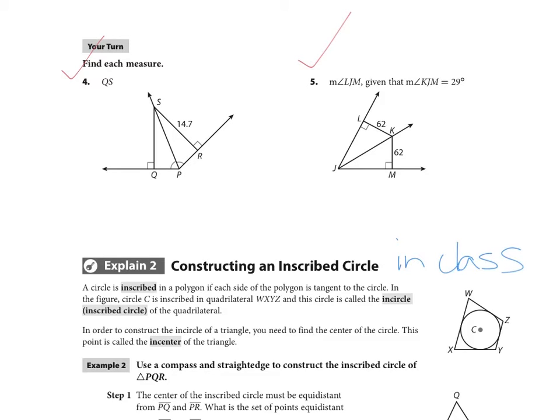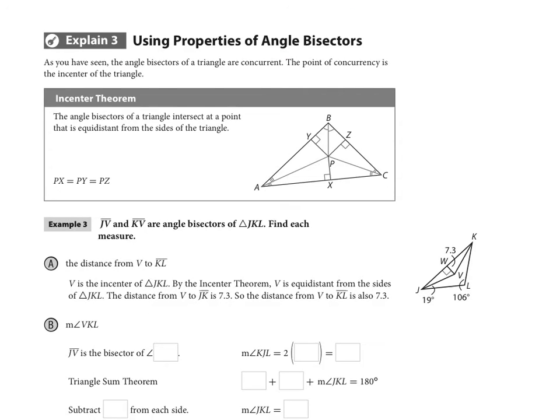But what you need to know is on page 374, and the top of this page is our incenter theorem. That means that if something is the incenter, or the center of the inscribed circle, then if you thought about putting that circle inside that triangle, you can see that the radii would be segments PY, PZ, and PX.